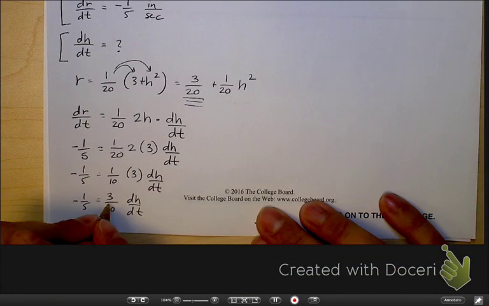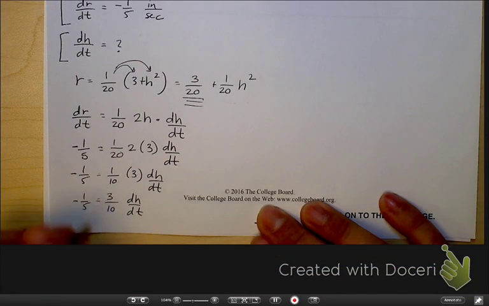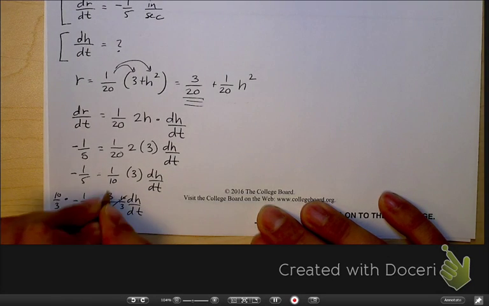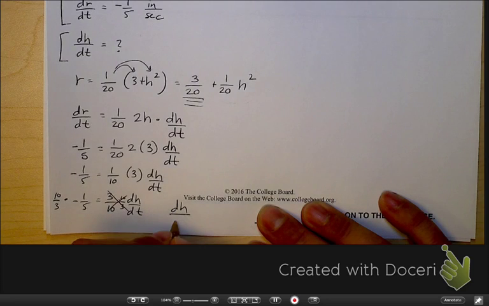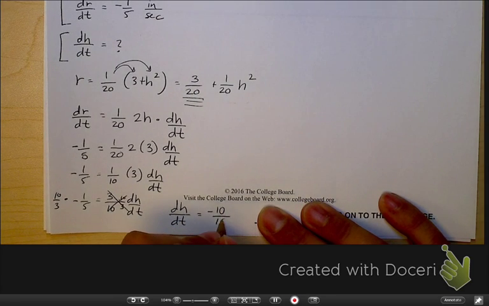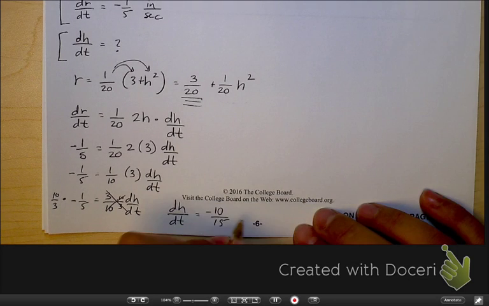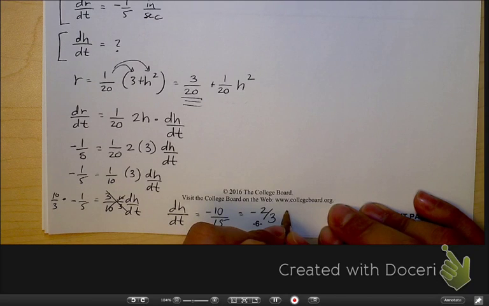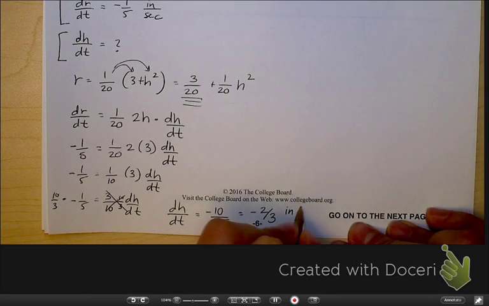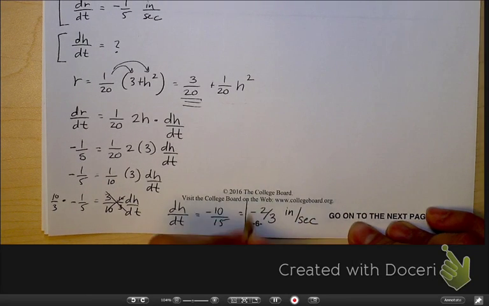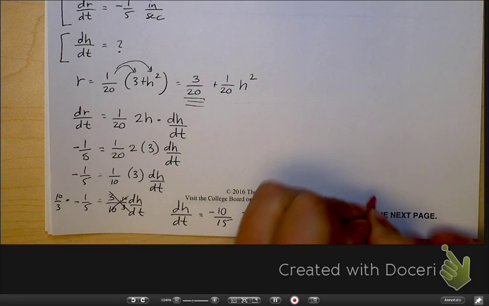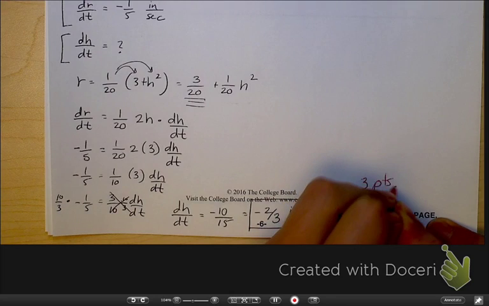And then if I multiply by the reciprocal on both sides, I get multiplying by 10/3. So times 10/3, times 10/3. So this is dh/dt equals negative 10/15. And negative 10/15 simplifies to negative 2/3. And don't forget to include units, inches per second. Negative 2/3 inch per second. And that is worth 3 points. 3 points on the AP exam.